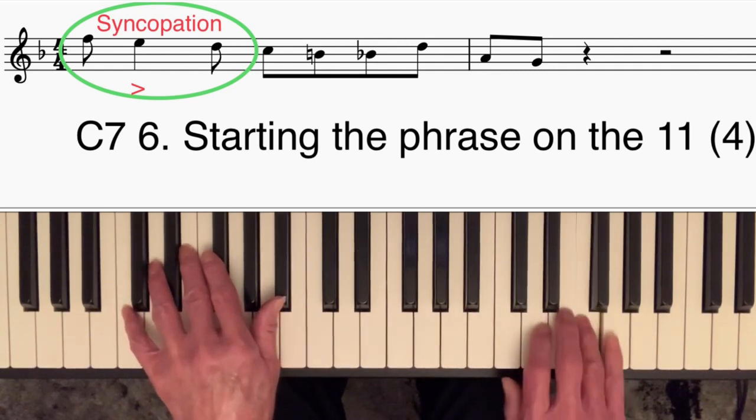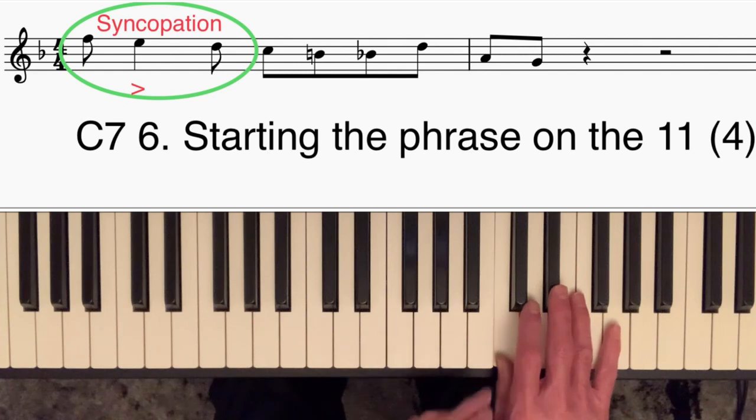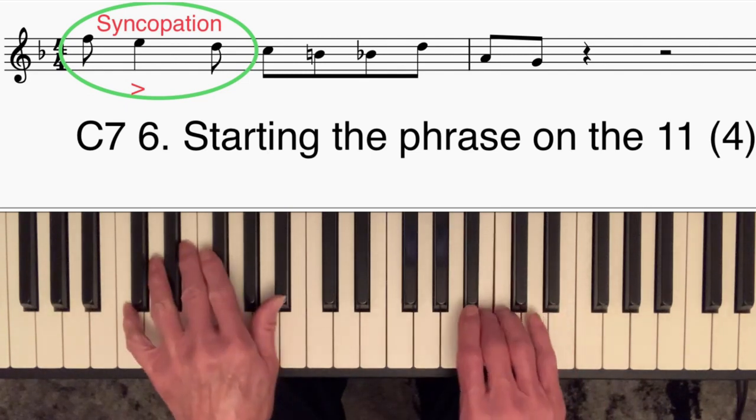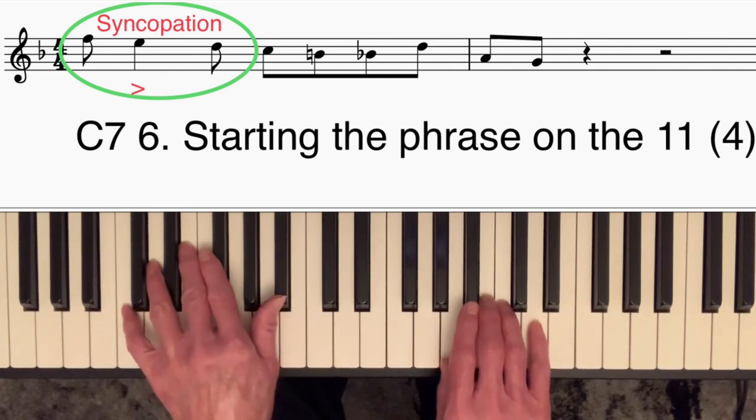So by doing that, by the time I get to the C, I am back with a chord note on the downbeat. That is very much a cliched bebop ending.